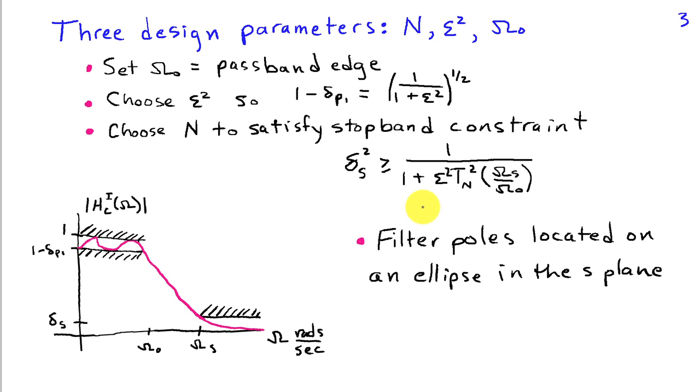Now, it turns out that you can show that this particular filter has poles located on an ellipse in the S-plane. And from that information, we can discern where the poles should be once you specify n, epsilon squared, and omega naught. From those poles in the S-plane, we represent the transfer function of the system, which we're not going to do because it gets rather complicated. But nevertheless, it's easy to do with a computer, and many software packages already have that ability.